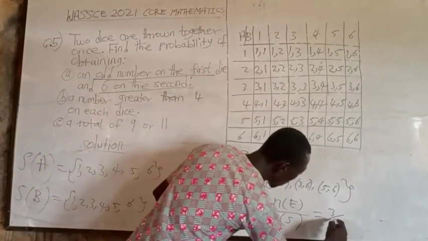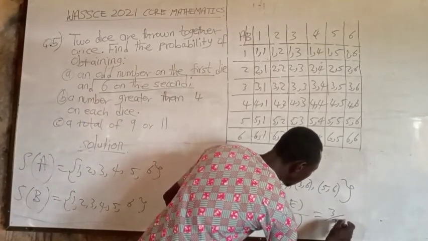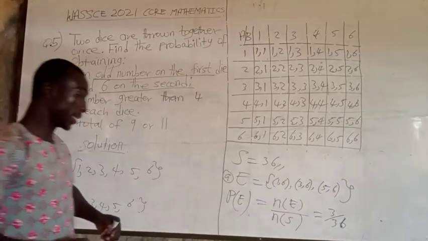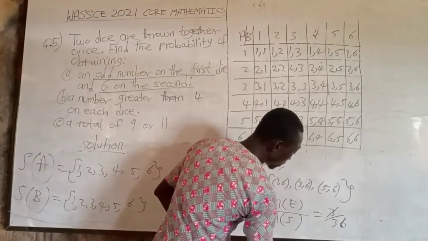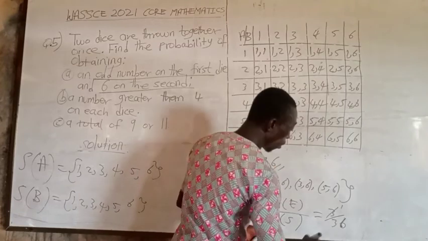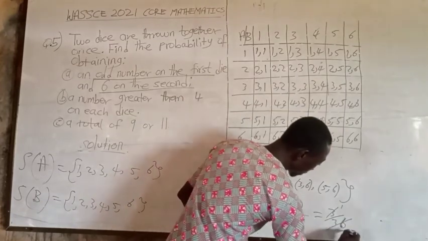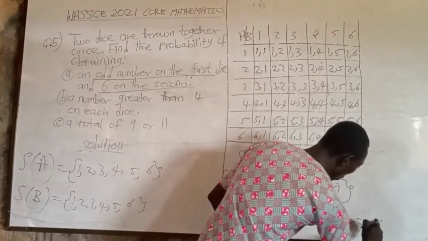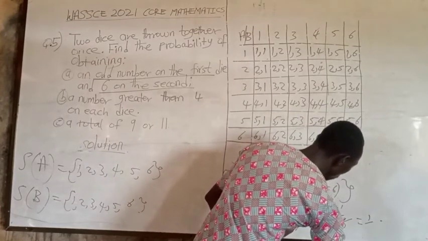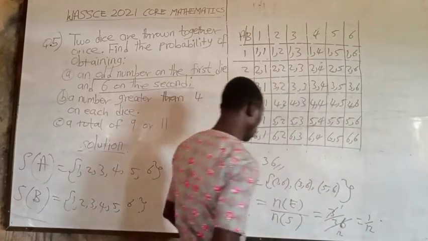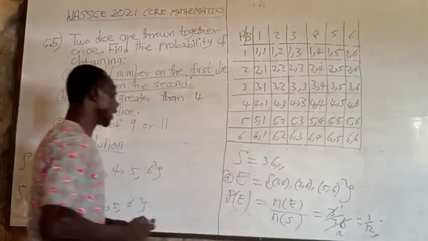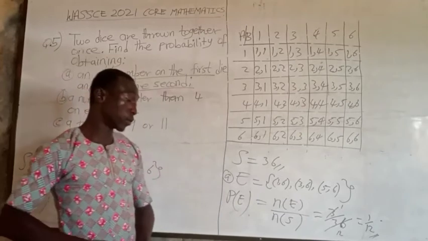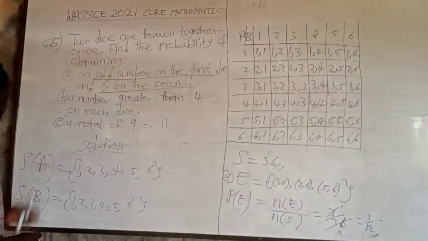So that would be 3 out of 36. This fraction can be simplified: 3 goes into itself once, and 3 goes into 36 twelve times, so the whole fraction is reduced to 1 out of 12. So the probability of obtaining an odd number on the first die and a 6 on the second gives us 1 on 12. Now let's move to B.